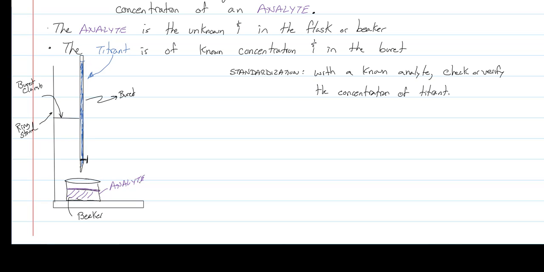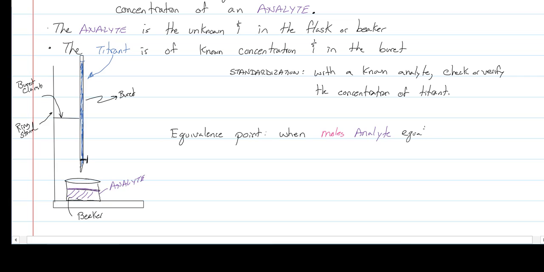There's another point when we talk about titration that we really care about, and that is the equivalence point. This is where the moles of analyte equal the moles of titrant. So the equivalence point is when the moles of our analyte are equal to the moles of the titrant.